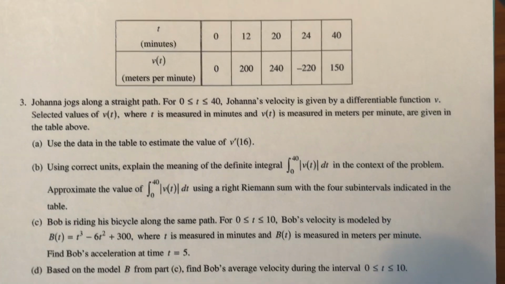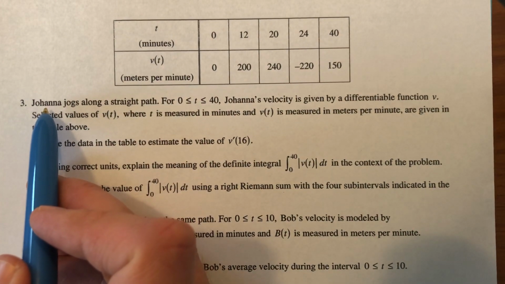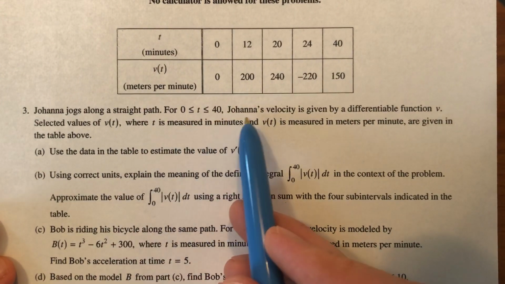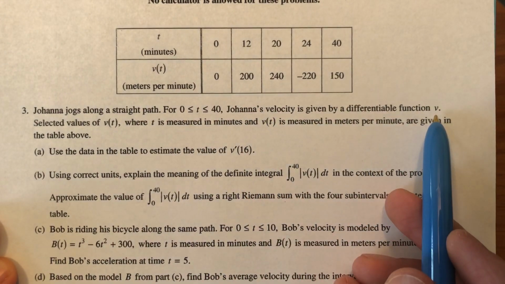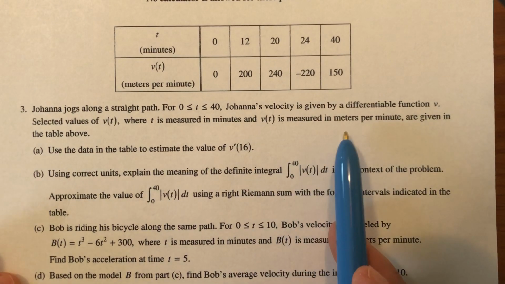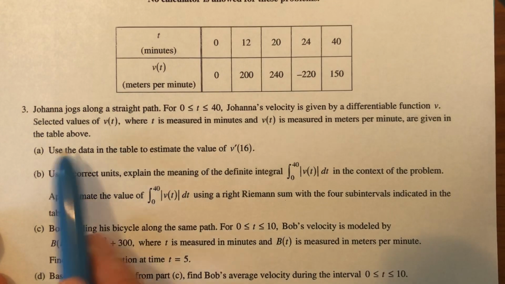All right, let's tackle number 3. Johanna, not Joanna, Johanna jogs along a straight path for 0 ≤ t ≤ 40. Johanna's velocity is given by this differentiable function, v, given in the table. Selected values of v, measured in meters per minute, are given in the table above.